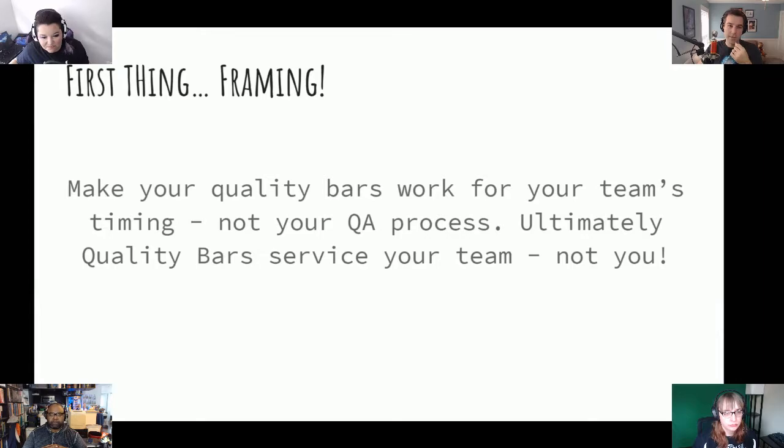No, that's good. Having that definitive, black and white, go or no go. If we don't hit this, we're not going anywhere. This stays until we hit that bar. And if we can't hit that bar, we need to do something about that. And if it doesn't matter whether we hit that bar or not, guess what? It's not a quality bar. That's not it. Yep. Ariel, Myron, any thoughts there?